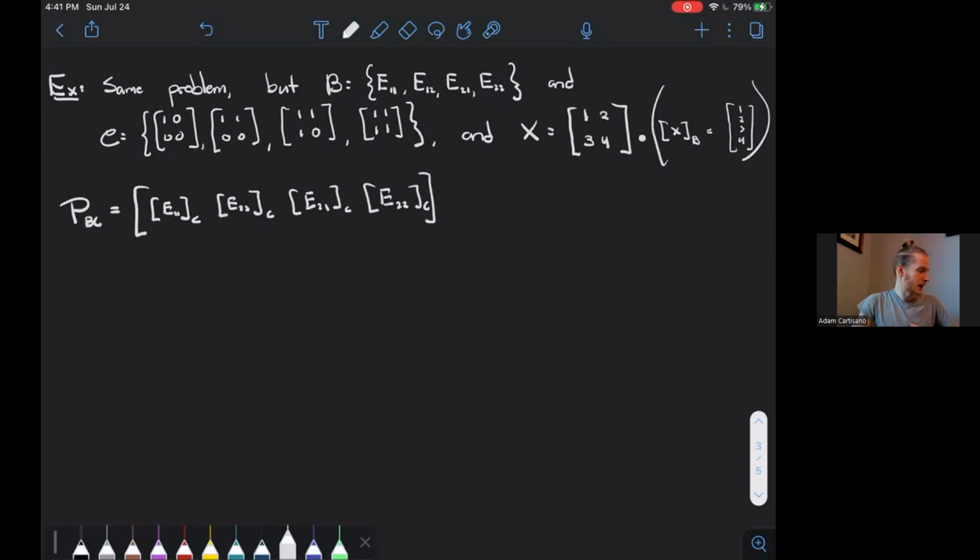Let's do it. Okay, so this is not so bad, right? First of all, actually, I'm just going to put an equals. This is not so bad.